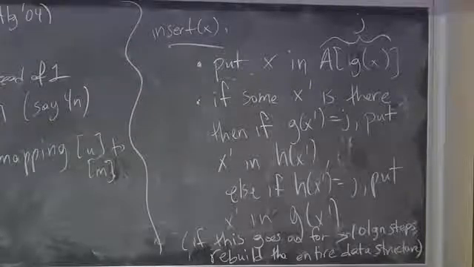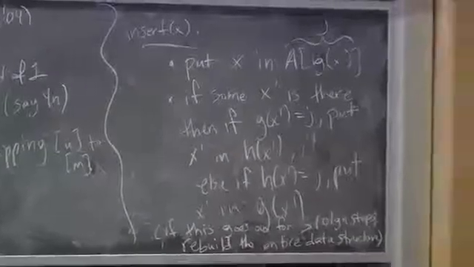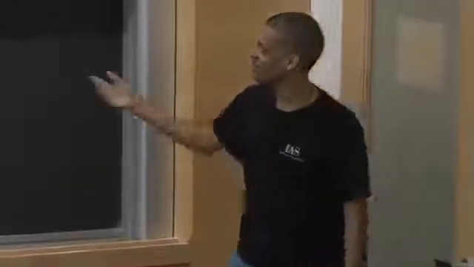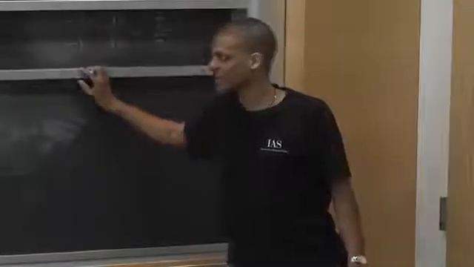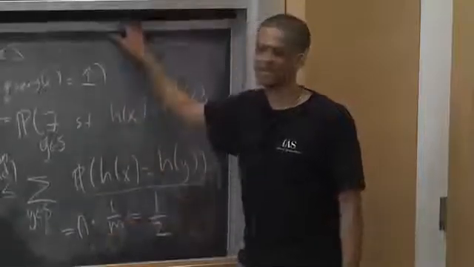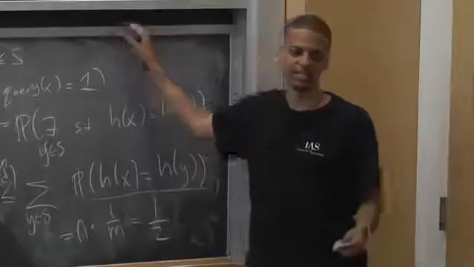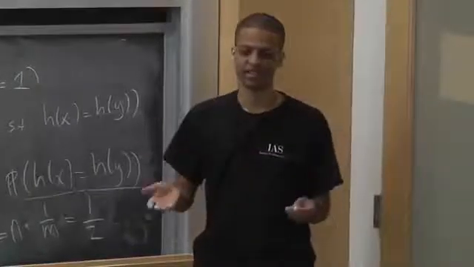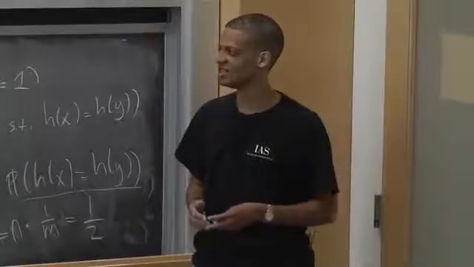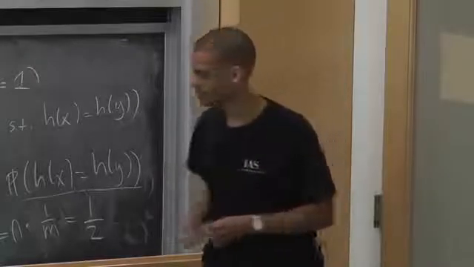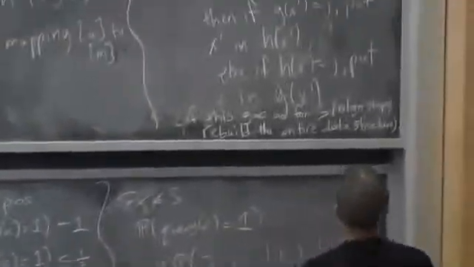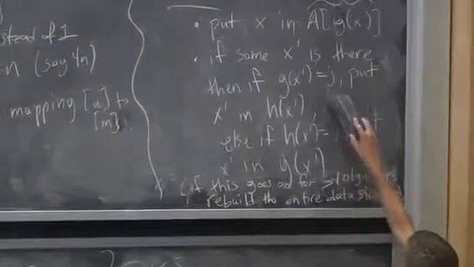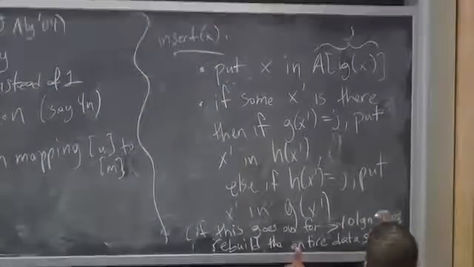What we're going to end up showing is that the expected insertion time is a constant. Even if you take into consideration that once in a while we have to rebuild the entire data structure, the expected time will still be a constant. Is j equal to g of x, and not A of g of x? Yeah, j is the location. That's right.